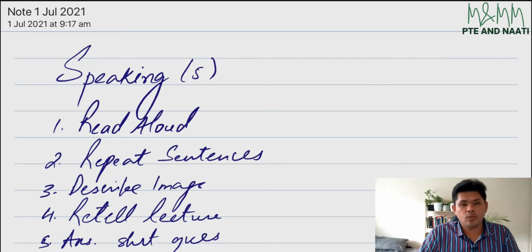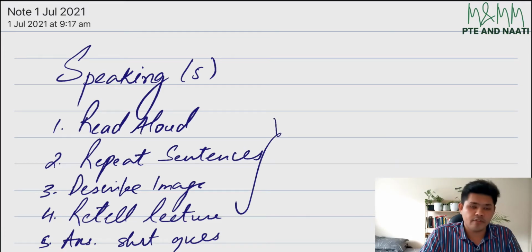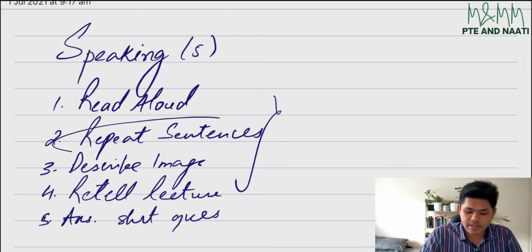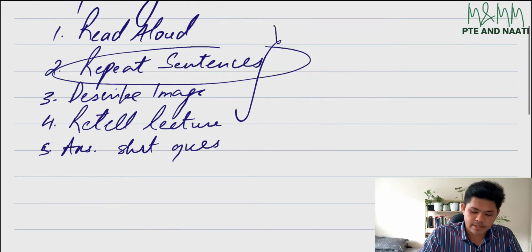Now out of 5, one of them is not important, and we all know that answer short questions are not important, but the remaining 4 topics are very important. Now let us start focusing on repeat sentences.